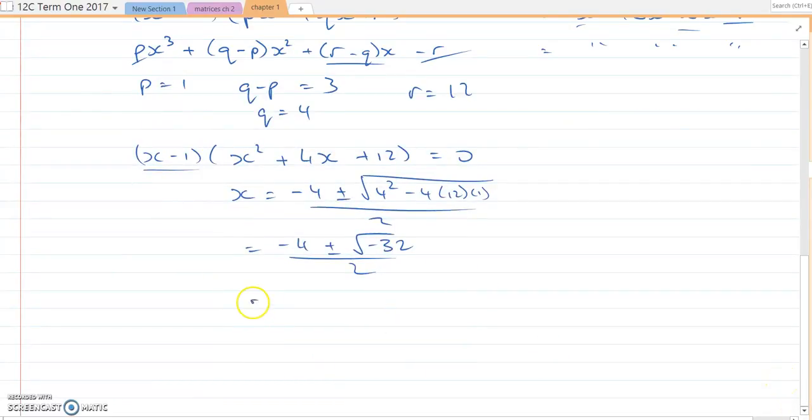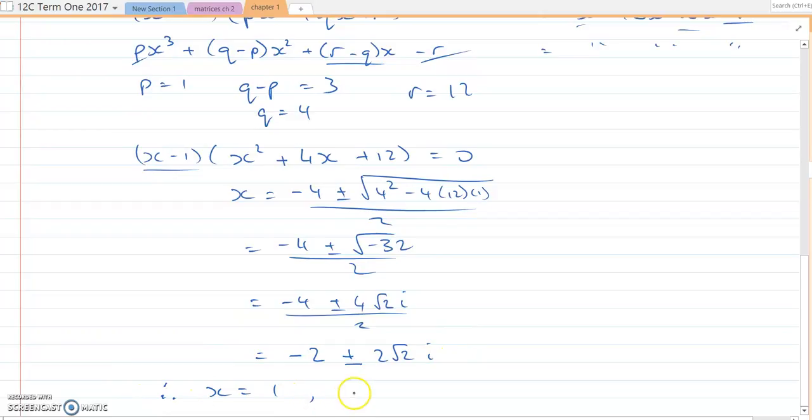Let's see, which is minus 4 plus or minus, this is 16 times 2 times negative 1, right? The square root of 16 is 4, square root of 2 stays, and the square root of minus 1 gives you i. So we get, divided by 2, minus 2 plus or minus 2 square root 2 i. Okay, so therefore x equals 1, or minus 2 plus 2 square root 2 i, or minus 2 square root 2 i.